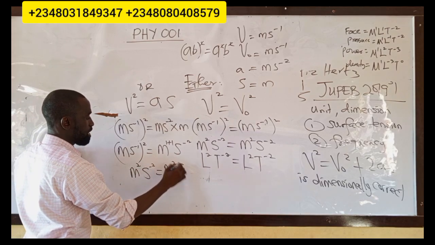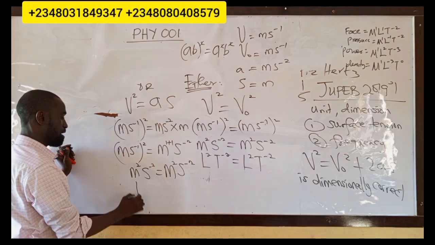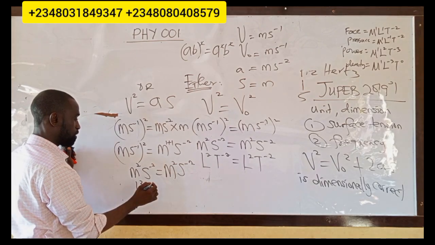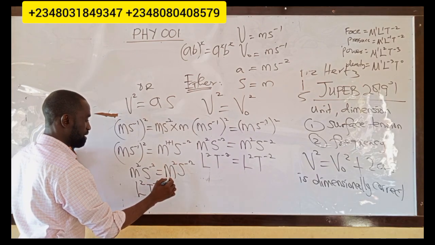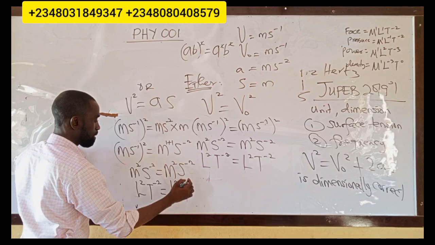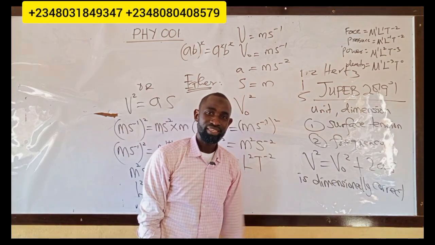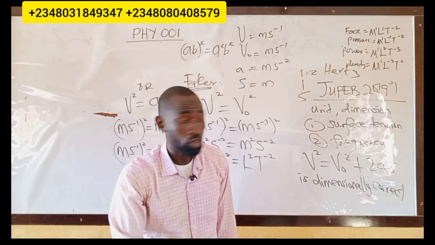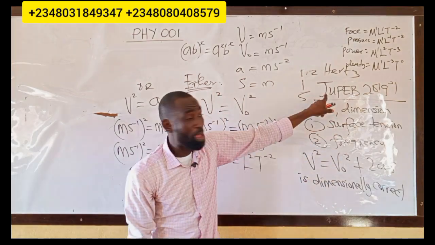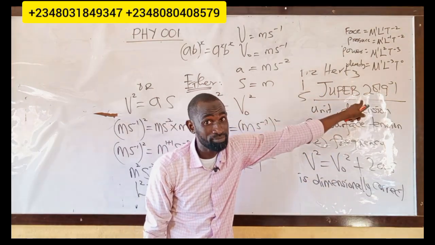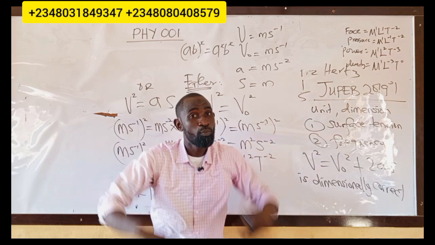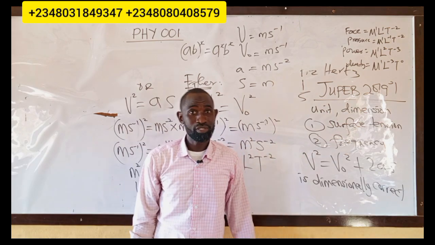Equals s to the power minus 2. So what's the dimension? L squared T to the power minus 2 is equal to L squared T to the power minus 2. So it means this equation is dimensionally correct. This is JUPEB question 2019 number 1. So it means you cannot escape questions under dimension. You cannot. Are you with me?